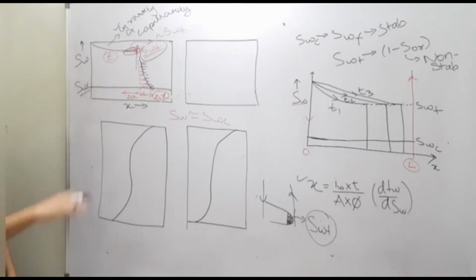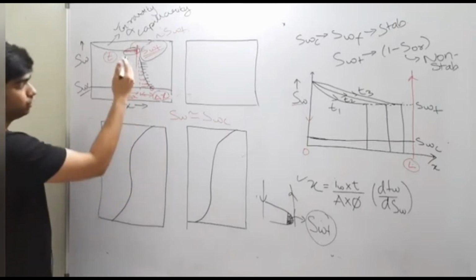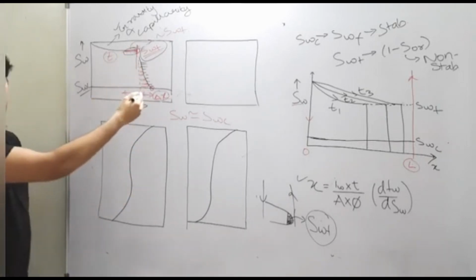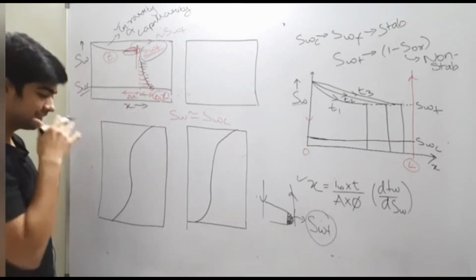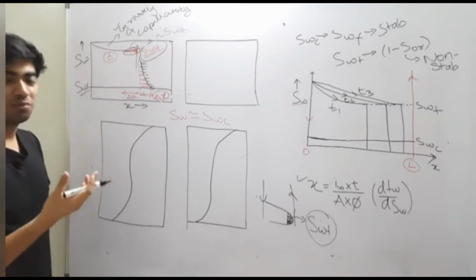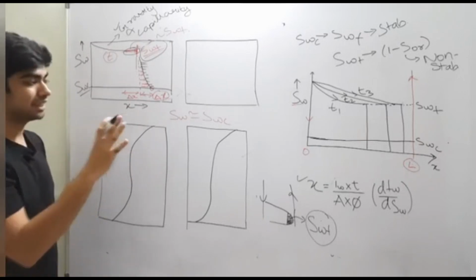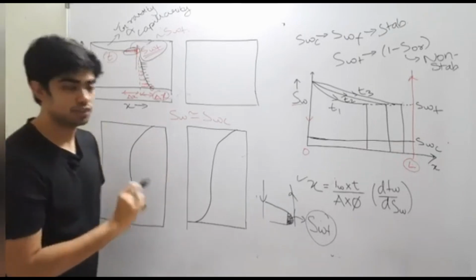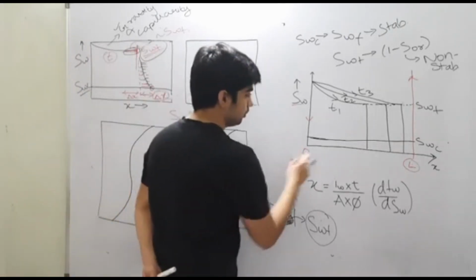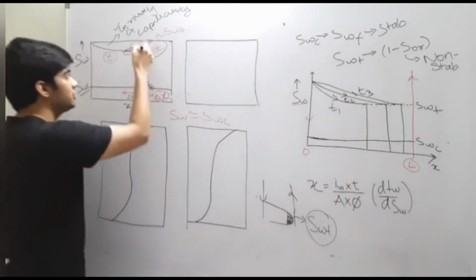And moreover, we do not use this specific profile because it would make the process more complicated. To keep this equation simple and keep this whole process simple, we follow this profile. So we consider this as a straight line.